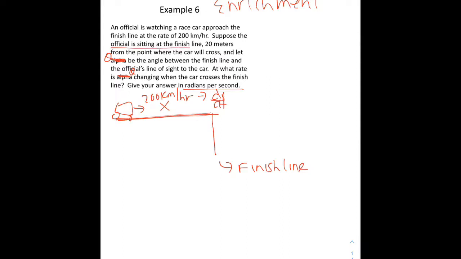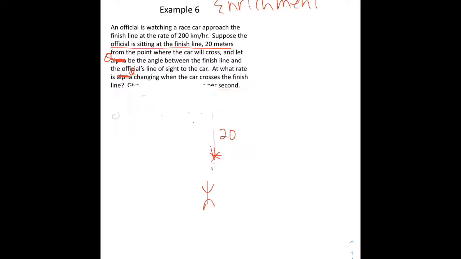Now, you have an official that is 20 meters from the point where the car will cross. So right here, this is where the official is at. The official is 20 meters from where the car will cross. So if I am the official, and yes, this is a pretty bad stick figure, the eye of the official is looking at the car as the car keeps getting closer and closer to the finish line. So what that creates is a right triangle. So let me just erase this and redraw it all nicer.